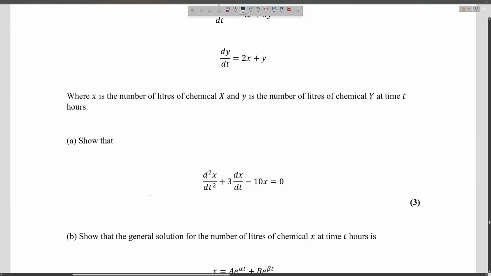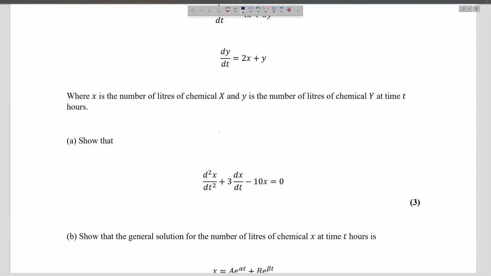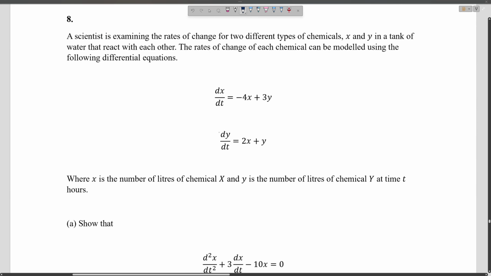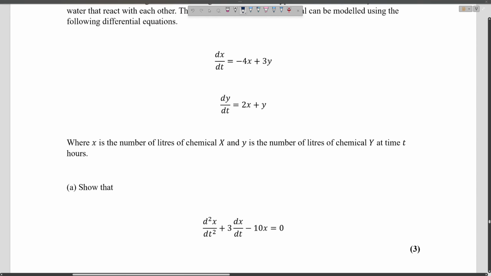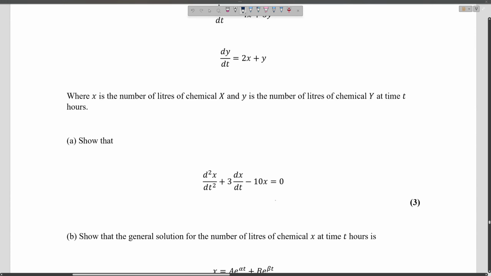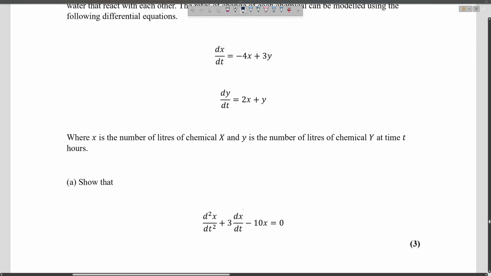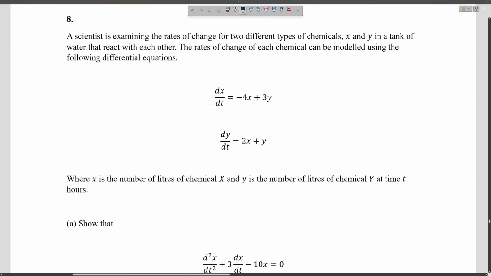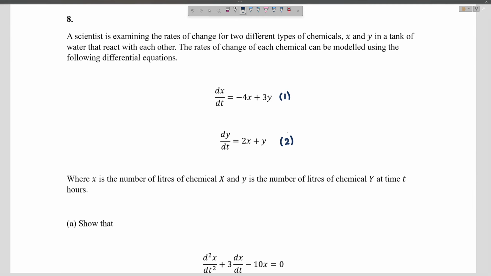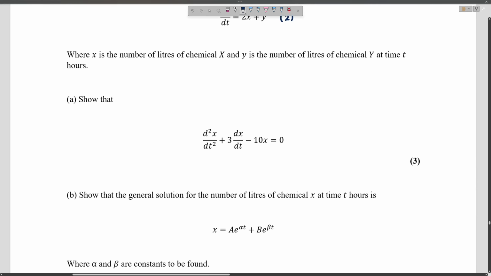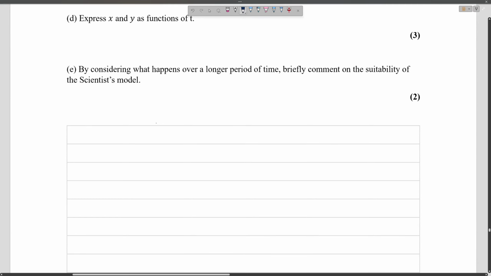For part A, all I want to show here is the following. So this question is on coupled first order differential equations. And the first part of the question is pretty standard, right? You just want to obtain the second order differential equation. So to get us started, let's call this differential equation equation 1, and this differential equation equation 2.